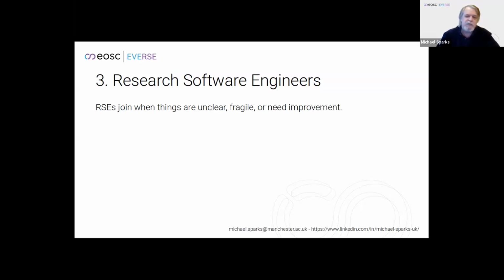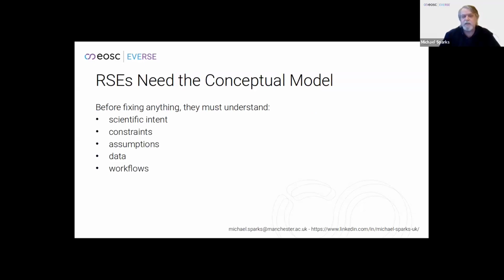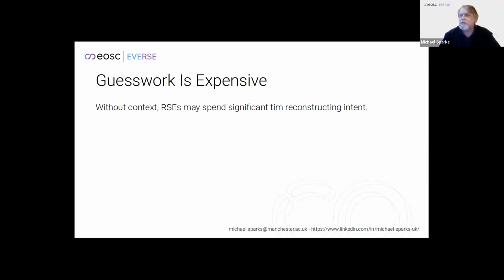They might need to understand the scientific intent behind the software, what the constraints are, what workflows support it, and the assumptions and the communities that depend upon it. Fundamentally, they need a good conceptual model, and again, until they can construct what the software is for and how it fits into their research, they cannot design good solutions that are safe and sustainable. They spend a lot of time guessing which parts are critical and which parts are incidental. And that guesswork is expensive.